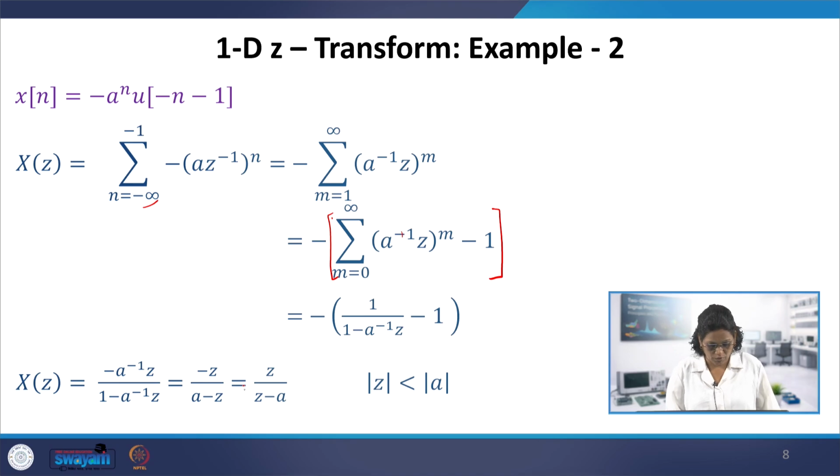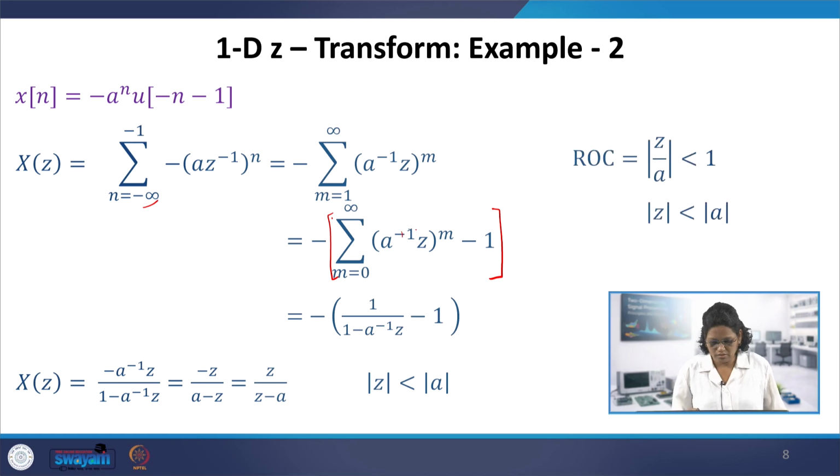So what is the region of convergence for this case? That is |a inverse z| less than 1, which results in |z| less than a. You can see the difference between the previous sequence and this one. The z transform is the same, z by z minus a, but there it is a right-sided sequence, and this is a left-sided, anticausal sequence. The region of convergence is different: |z| greater than a in that case, and here |z| less than a.